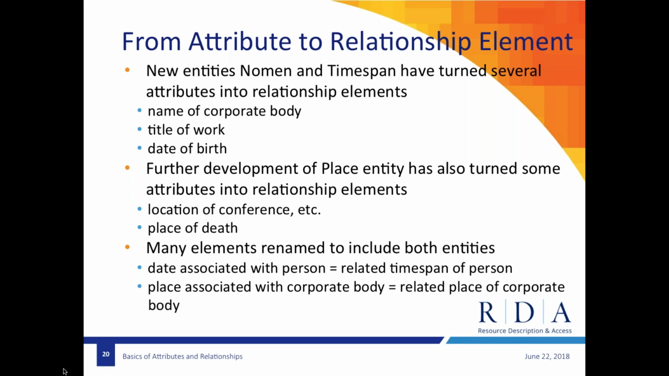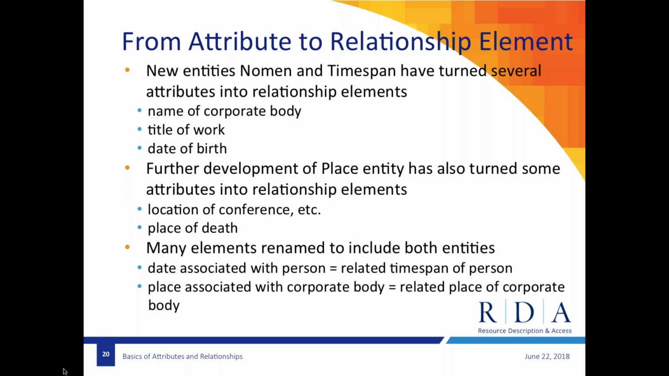We've done further development of the place entity in the beta toolkit, and that's also turned some attributes into relationship elements. An example of these would be location of conference, place of death. And sometimes it's very obvious from the name of the element what 2 entities are in the relationship, and mostly that occurs with the high-level elements. So for example, I showed you the related agent of work element, that high level.